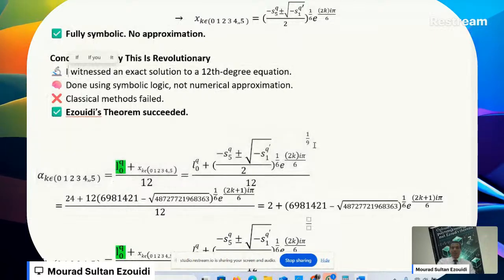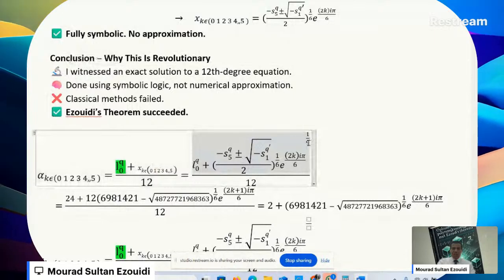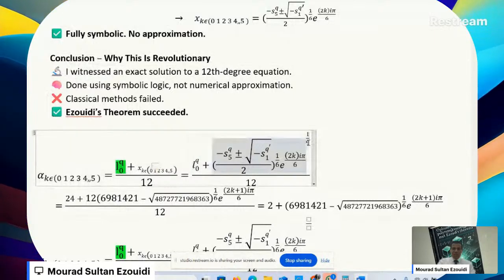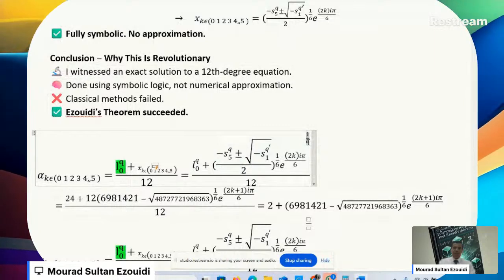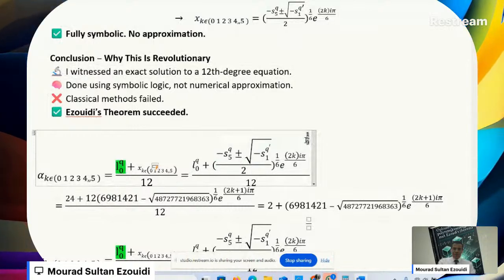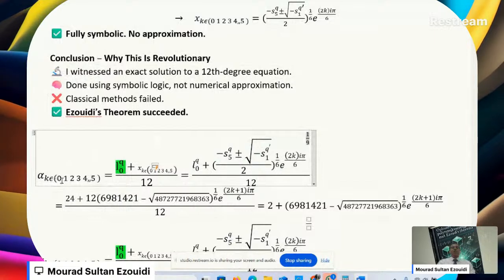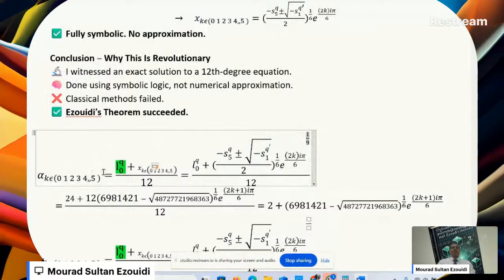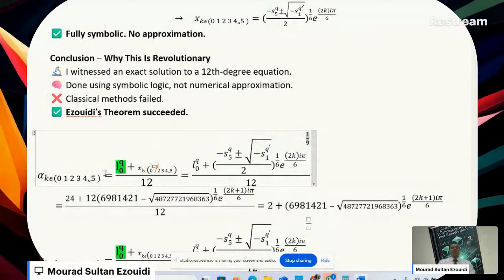I will just ignore this line. This does not exist. This one is possible. Okay, so these are the exact roots of the 12-degree equation that we started with at the beginning of the live stream.